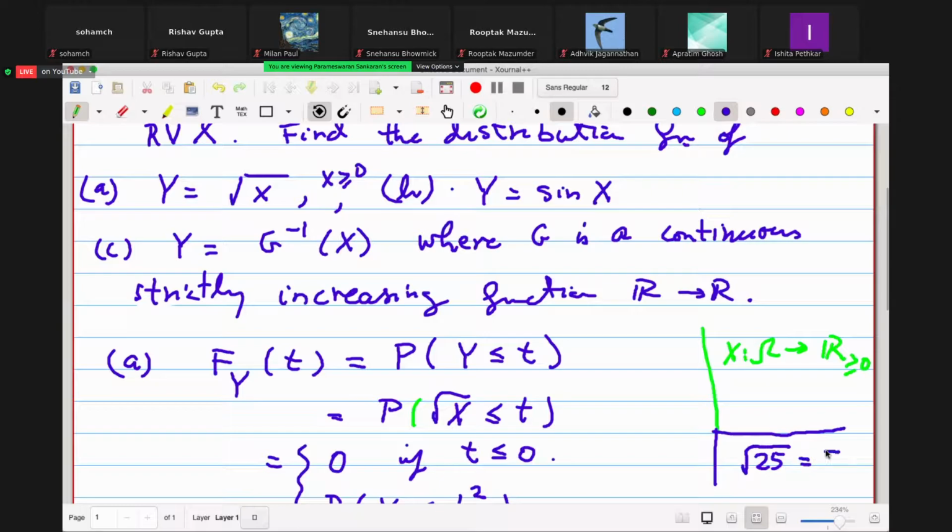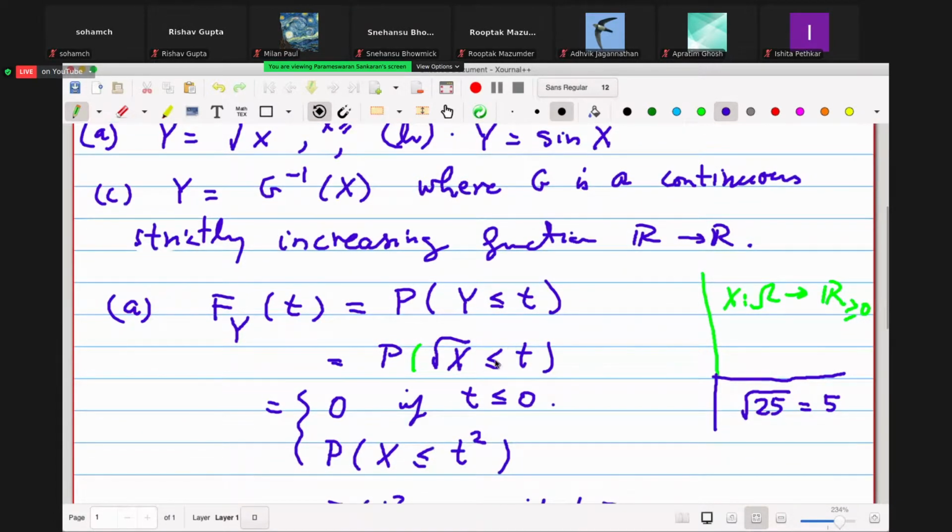Square root of 25 is 5, not plus minus 5. You understand that? The moment you write square root, it always means the positive square root. So if I write it like this and put a negative number here, there is no such thing. This set will be empty. Mind you, this is an abbreviation for a set. So square root of x less than or equal to -5 will be an empty set.